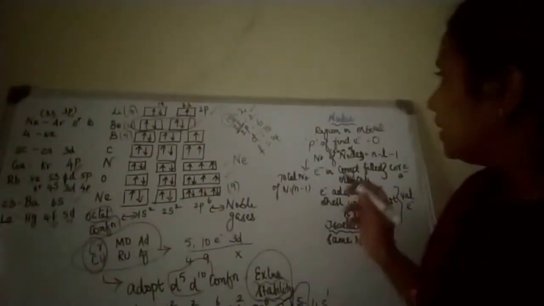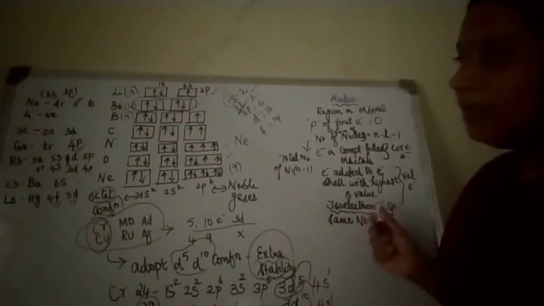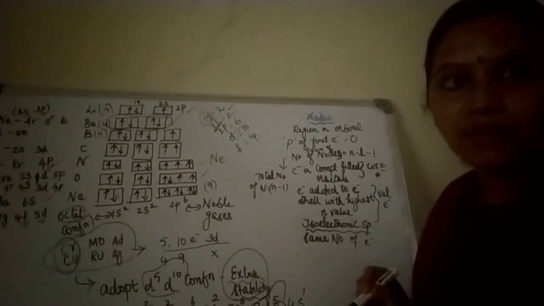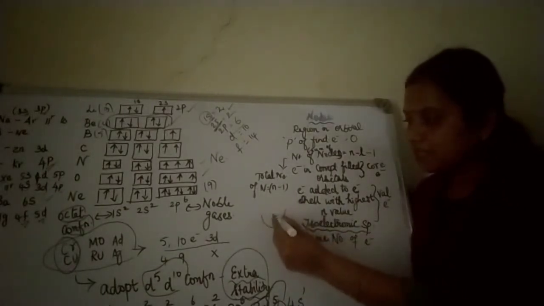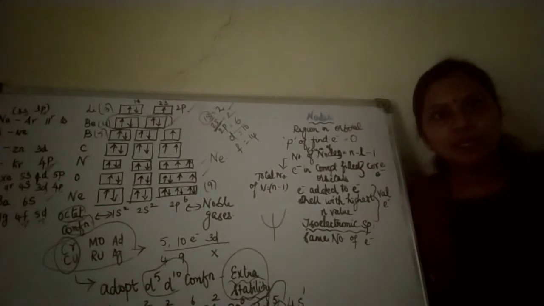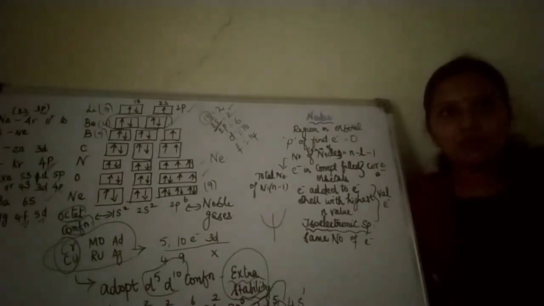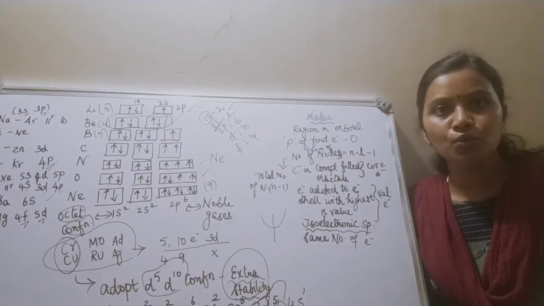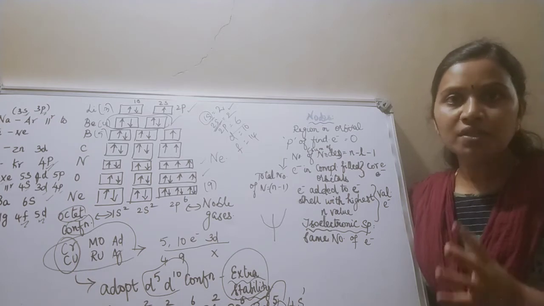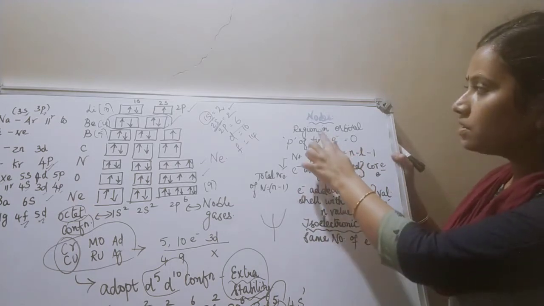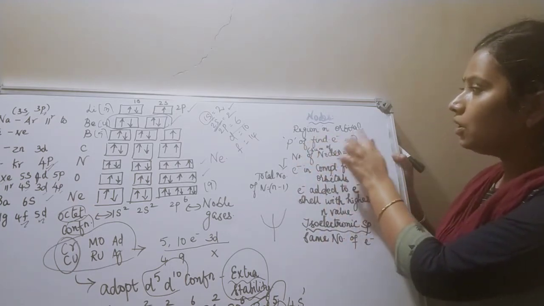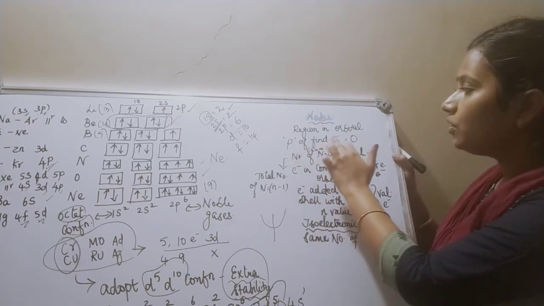Okay. Next, moving to the last topic, that is nodes. What are nodes, children? Before coming to nodes, I explained Schrodinger's wave equation, where I was explaining psi. What is psi? Psi is nothing but the probability of finding the electron. The region where the probability of finding the electron is maximum. Children, what are nodes? Nodes are nothing but regions in the orbital where the probability of finding the electron is 0.